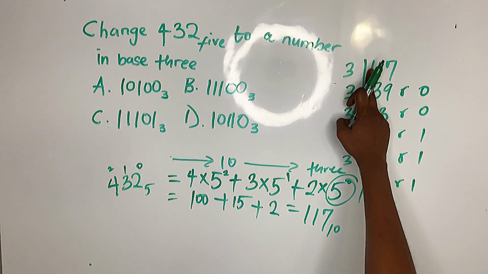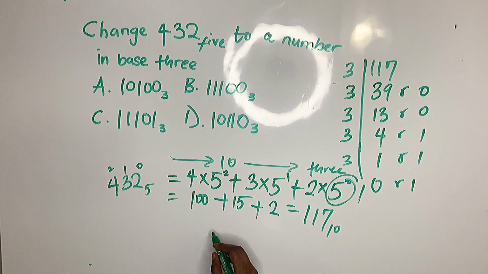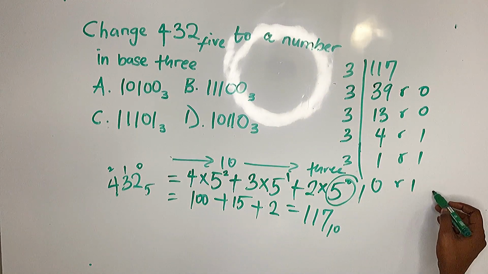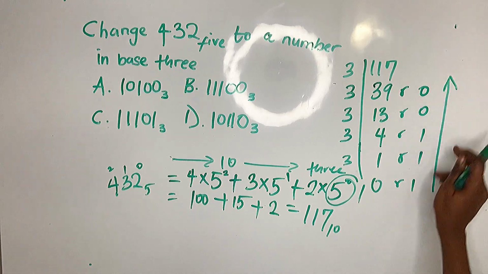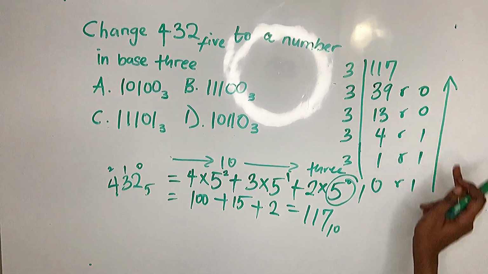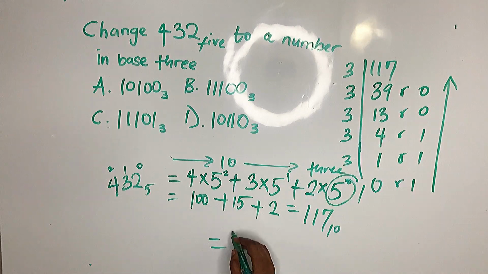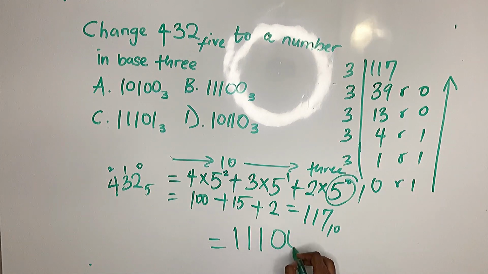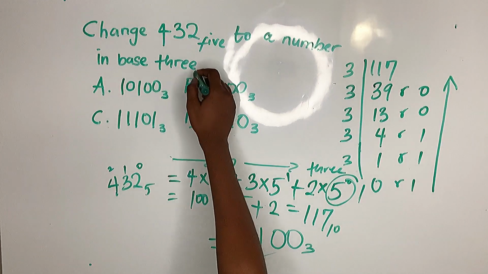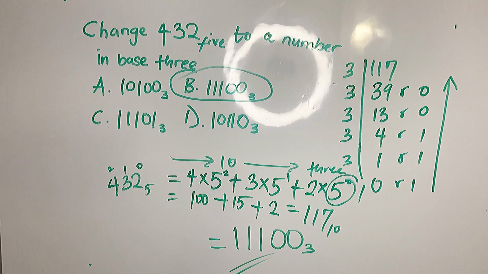So it means that 117 from base 10 to base 3 is what? We'll count from bottom to the top like this. We pick our remainders from bottom to the top, and that's our final answer. So in this case it is 11100. Now our value is in base 3, and this leaves us with B as our answer.